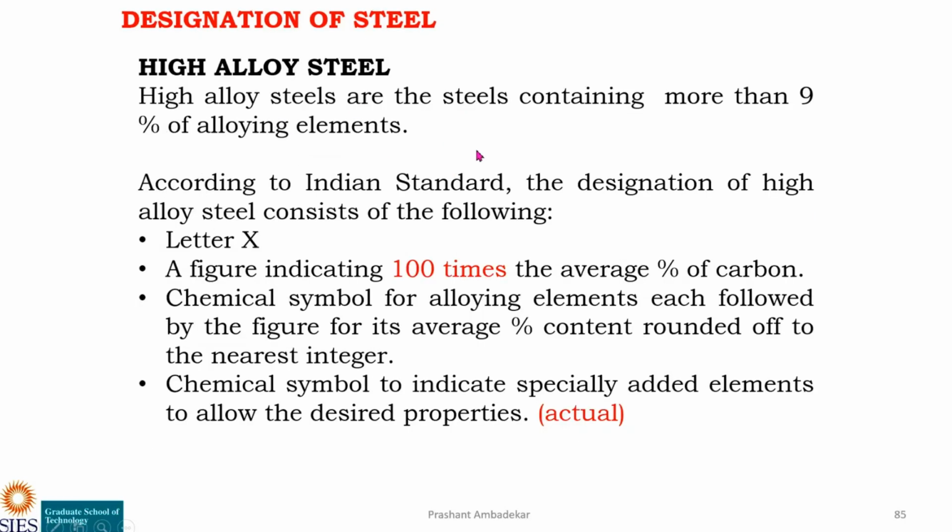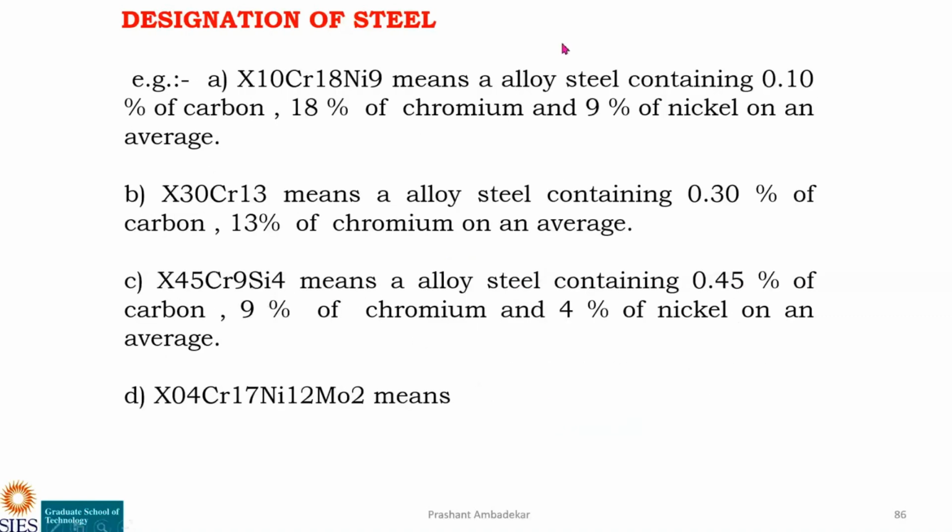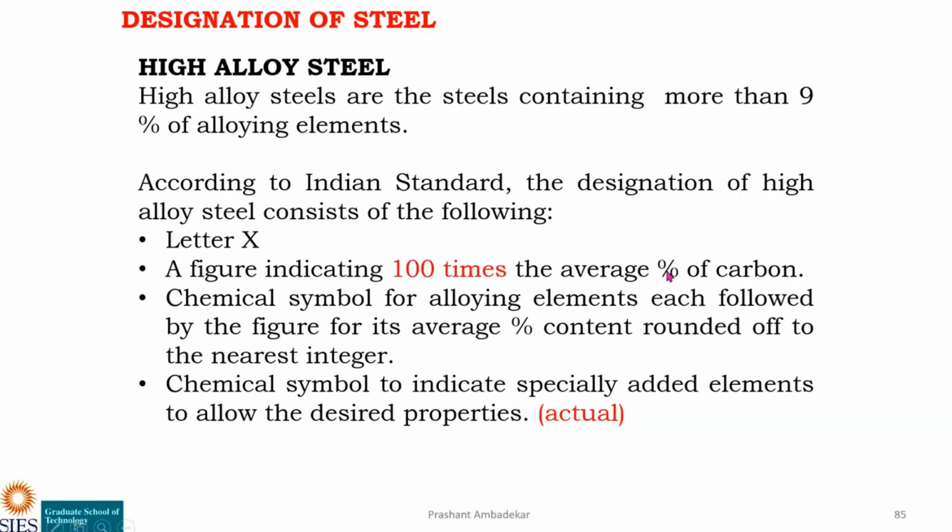High alloy steel is also a steel which contains some alloying elements. But what are the alloying elements which make it high alloy steel? The alloying elements are generally nickel, chromium, molybdenum, like this. So these are the elements which are added to make it a high alloy steel. And how is the high alloy steel identified? It is identified by the alloying element, and the alloying elements are generally more than 9%. I will again explain this in the designation. What is this 9?